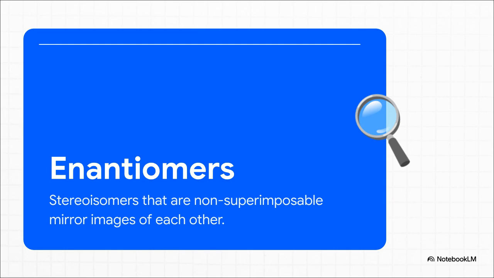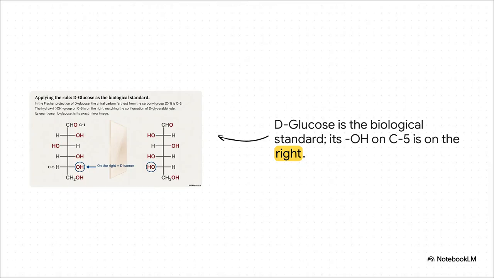The first big division we can make is between enantiomers. The best way to think about them is like your left and right hands. They're perfect mirror images of each other, but you just can't stack them perfectly on top of one another. In chemistry, we use a simple D and L system to tell them apart. A sugar gets the D label if its key chiral center matches D-glyceraldehyde, and L if it matches its mirror image. So let's apply that rule to our main molecule, glucose.